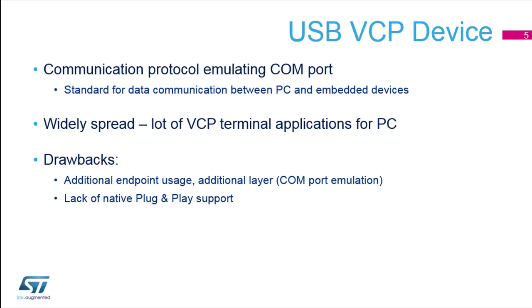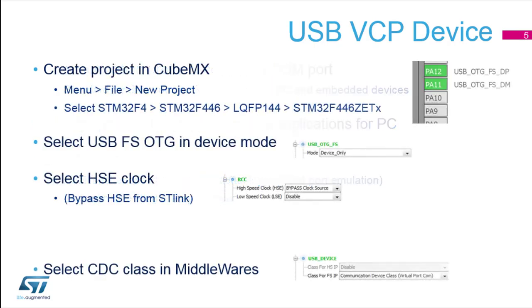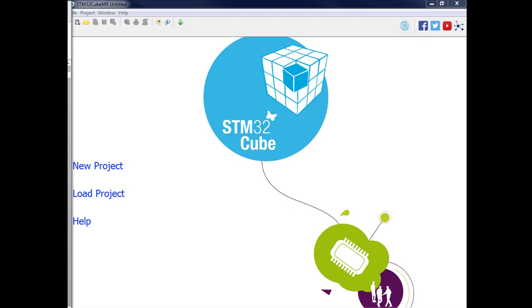There are a lot of VCP terminal applications for PC, with plug and play support. Here the purpose will be to do a loopback example. When we finish, we should connect our STM32 to the PC and you will see it as a COM port. Then we will use a terminal emulator to send data and the device will send it back. This is the purpose of this training.